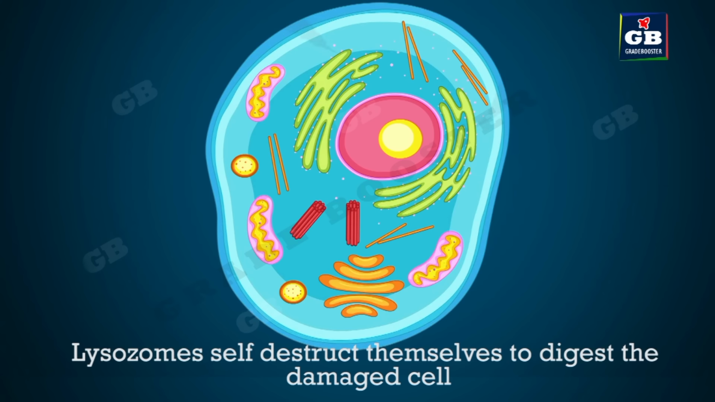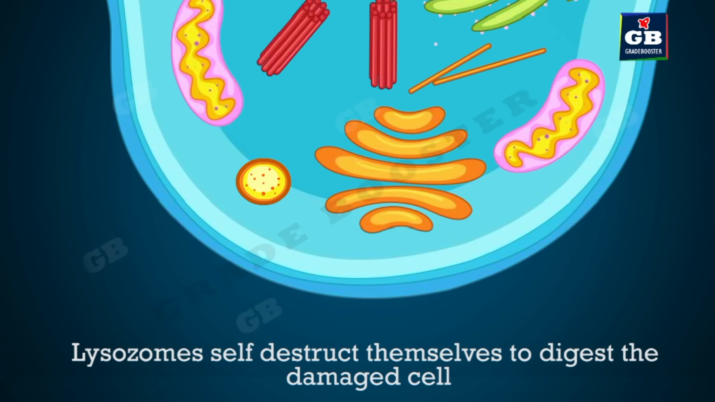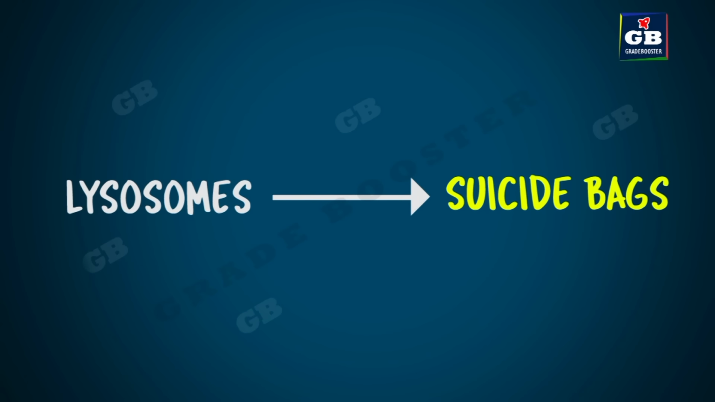Sometimes, if a cell is damaged, the cellular components try to repair it. Like proteins and fats from endoplasmic reticulum, they are diverted to repair the cell. But if the damage is beyond repair, then lysosomes help the cell to self-destruct. Lysosomes burst and the digestive enzymes present in them will digest the components of the cell. That is why lysosomes are called suicide bags.